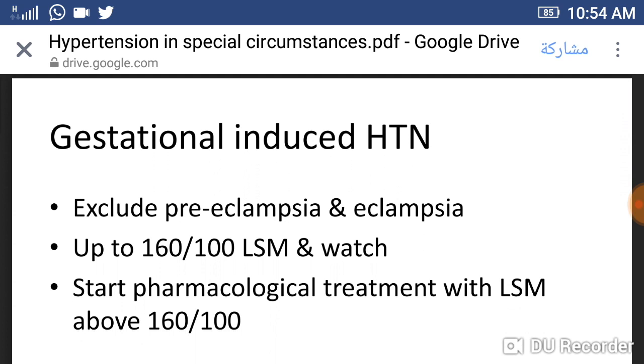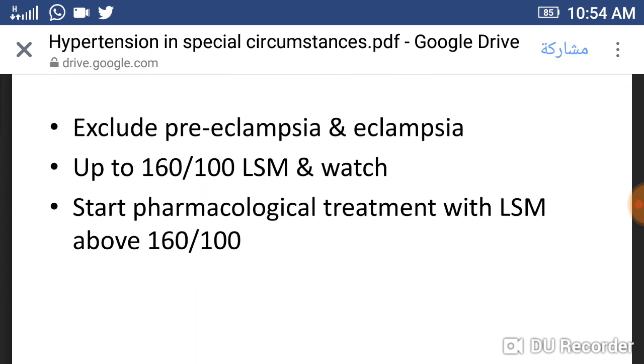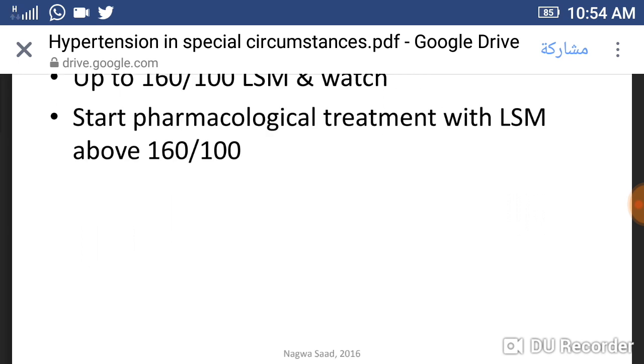Gestational induced hypertension. Induced, not just gestational, but gestational induced hypertension. Induced why? We have to exclude preeclampsia and eclampsia. Up to 160 over 100, observe. Start pharmacological treatment with blood pressure above 160 over 100.